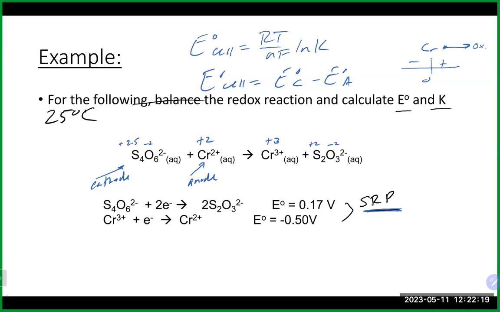So we have that. So we could do our E of our cell, which again here would be our cathode, which we decided was that guy right there. So 0.17 volts minus our chromium, which is our anode, minus 0.5 volts. And again, I'm not going to change the sign since I'm subtracting. And in this case, looks like a 0.67 volts here would be our cell voltage.